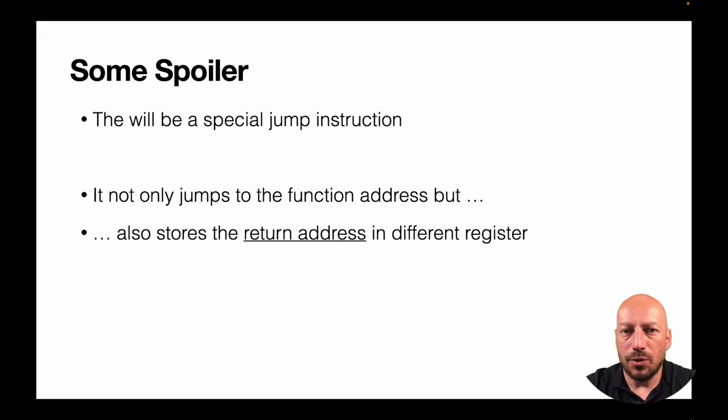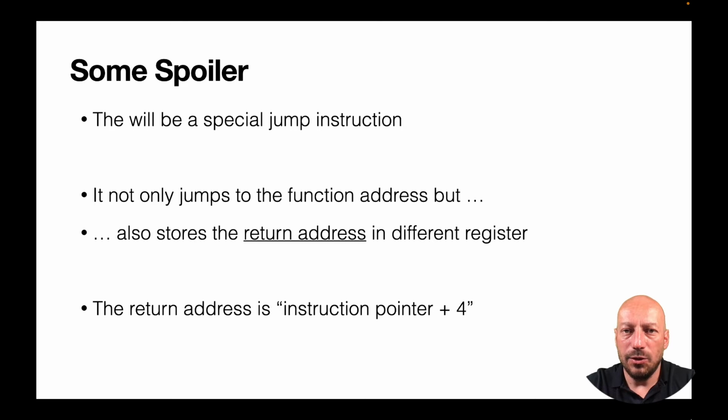Now, what is the return address? Well, it's the address of where this jump to this function took place plus 4, because we want to continue after this function call, and because every instruction on the ULM has 4 bytes, it's the instruction pointer plus 4. Now, this will solve the problem of returning to the correct return address.